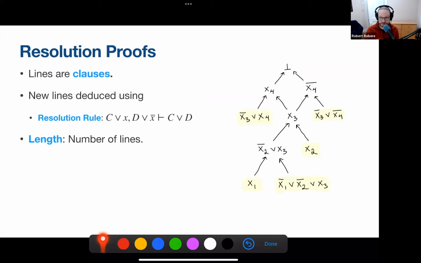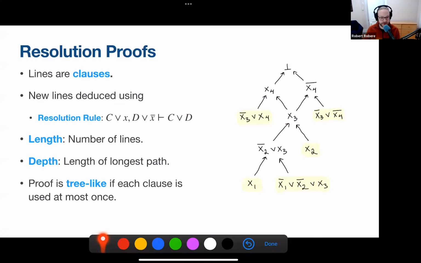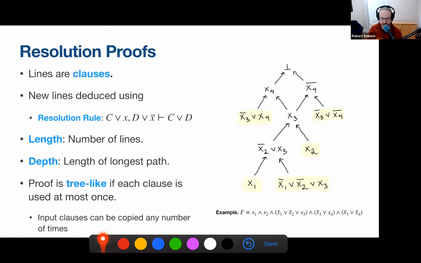The length of the proof is going to be the number of lines in the proof, or the number of nodes in this proof DAG here. And the depth is going to be the length of the longest path, okay? And the proof is tree-like if each clause in the proof is used at most once as an input to the resolution rule. But of course, input clauses to the formulas, we can copy them many times if we want.